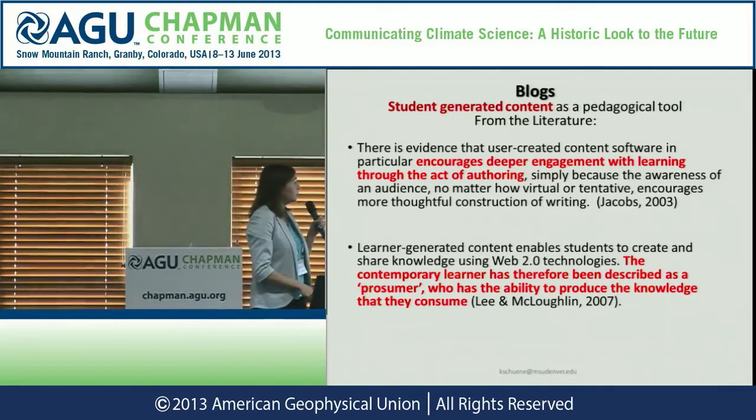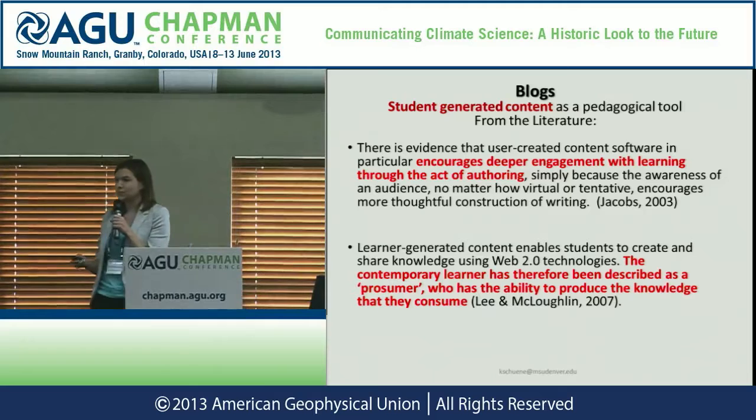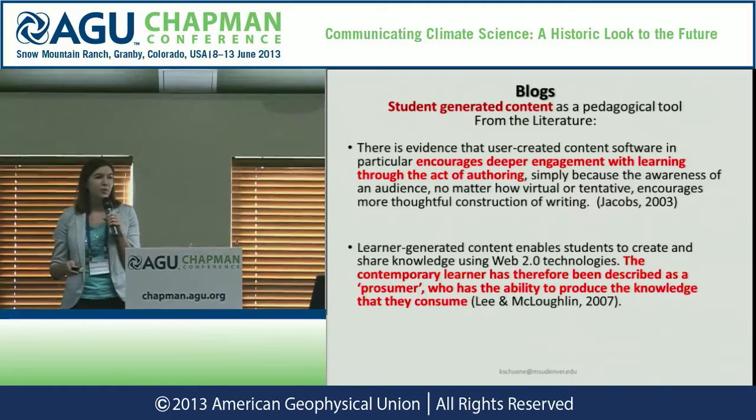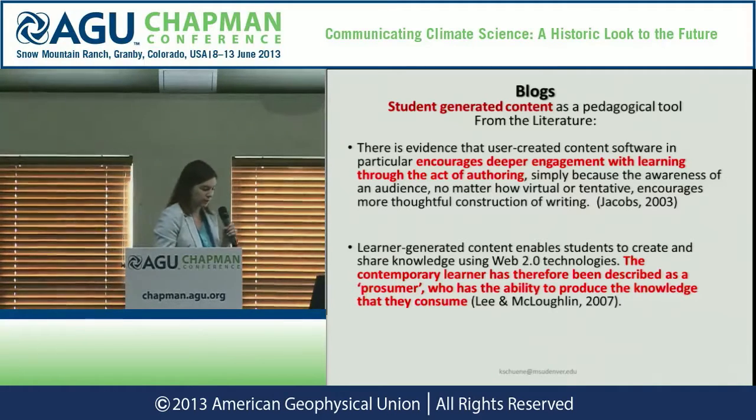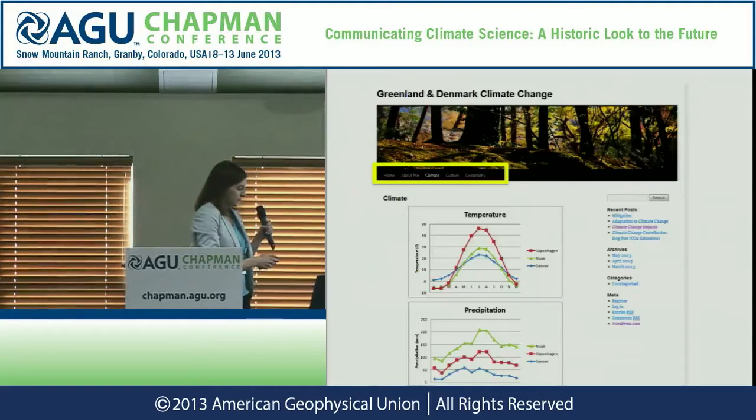The contemporary learner has therefore been described as a prosumer who has the ability to produce the knowledge that they consume. And I think that that's really a good part of today's world, the way that our students are with social media. So the blogging project itself, they create a series of background pages about me, climate, culture, and geography.